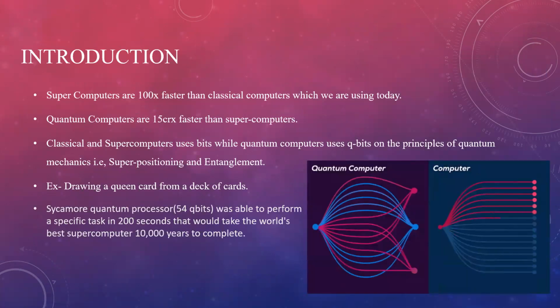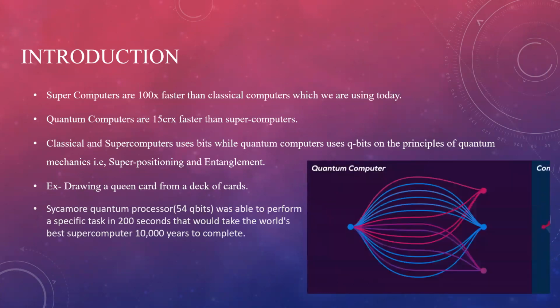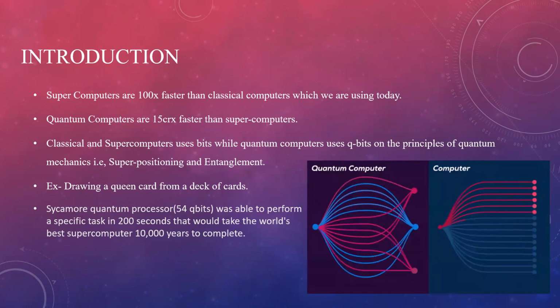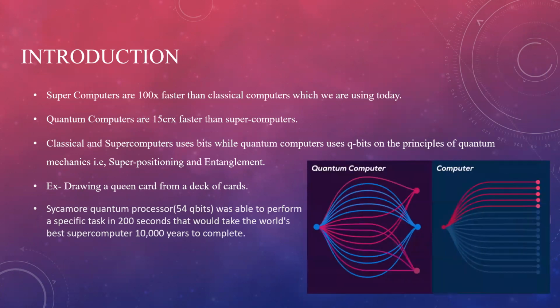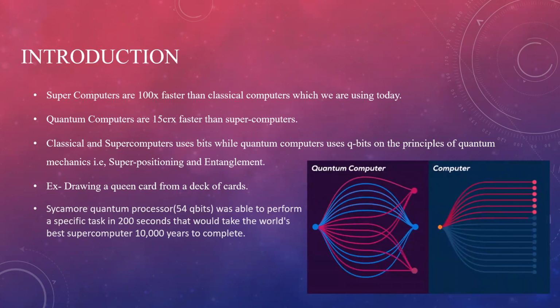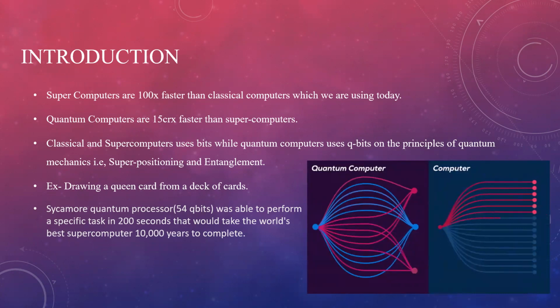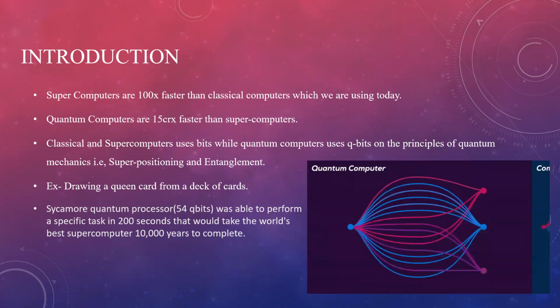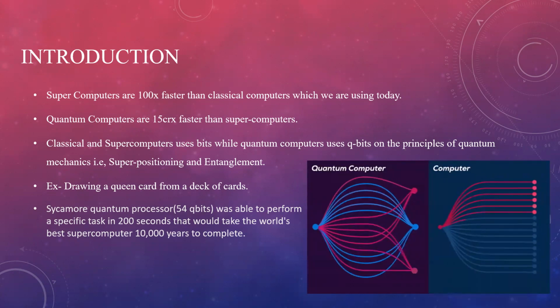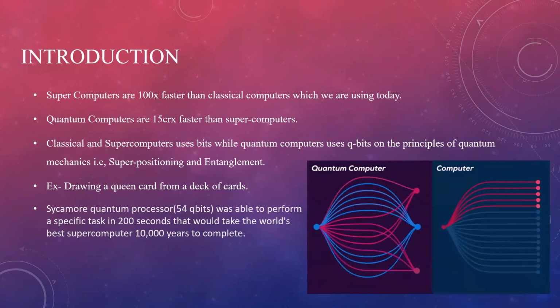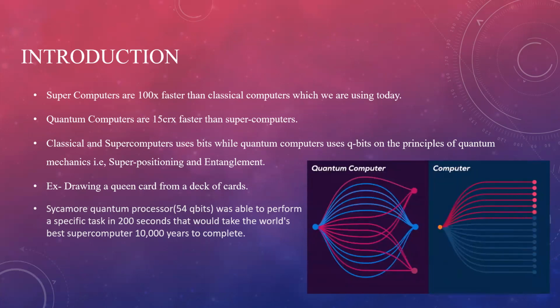Coming to the introduction, supercomputers are 100 times faster than the classical computers which we use today. The computers which we use are called classical computers, and supercomputers are way ahead of them, 100 times faster. Quantum computers are 15 crore times faster than supercomputers. You can imagine the speed of quantum computers. We are going to discuss the reasons behind this speed, the problems faced by it, and the different ways a quantum computer can be used.